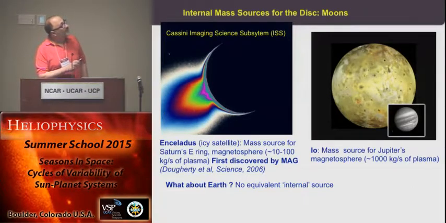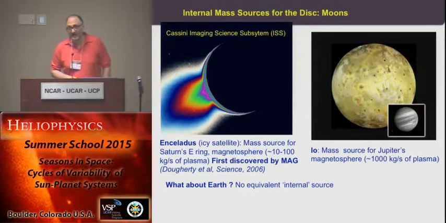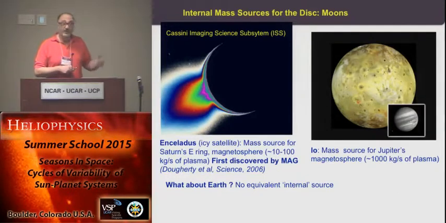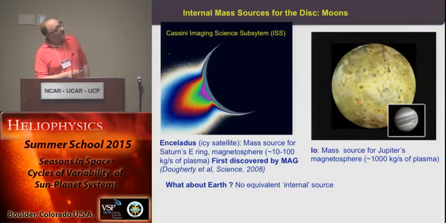A hint of this source was first discovered by the magnetometer instrument, which detected a characteristic deflection of the magnetic field during the first Cassini flyby of Enceladus. And then on subsequent closer flybys, it became very obvious what was happening. On the right here, we've got Io, whose face kind of looks like a pizza that's dotted with all these volcanoes. And here, in absolute terms, the mass source is stronger, of the order of 1,000 kilograms or so per second of sulfur and oxygen ions added to the system there.